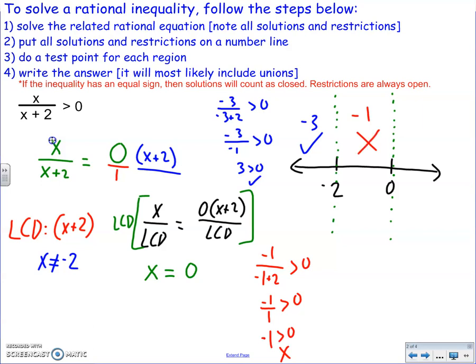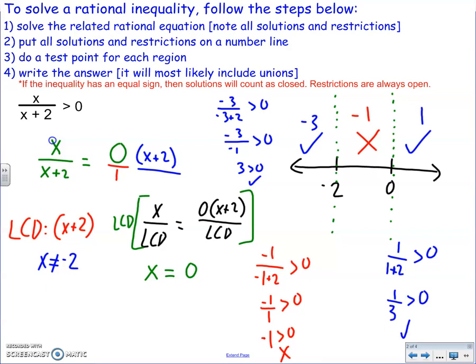Then I'll try another area, something on the right side. Let's try 1. And you can do any number. You can do 5, you can do 10, you can do 1,000. I'll show you a trick for that later. But I'll do down here. So 1 over 1 plus 2 is supposed to be greater than 0. That's 1 over 3 is greater than 0. That is true. Oh, we have two true areas.